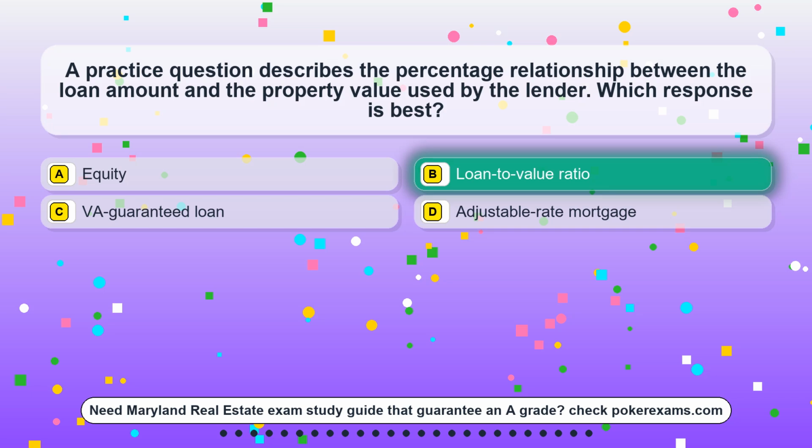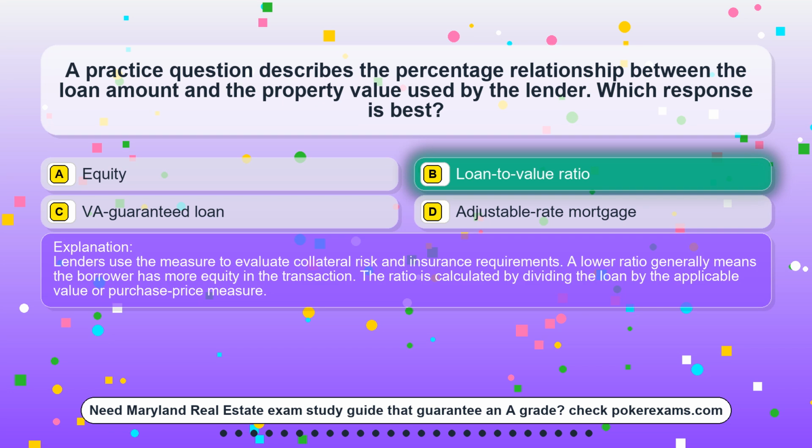The correct answer is option B, loan-to-value ratio. Lenders use the measure to evaluate collateral risk and insurance requirements. A lower ratio generally means the borrower has more equity in the transaction. The ratio is calculated by dividing the loan by the applicable value or purchase-price measure.